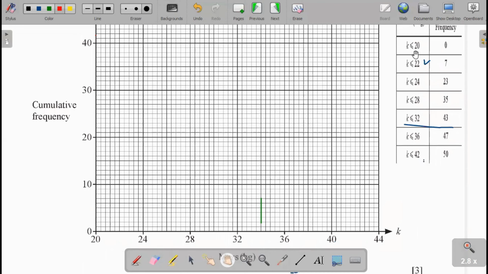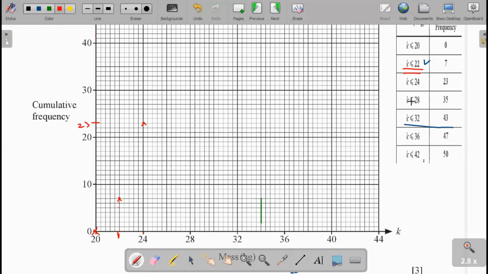Firstly, you see the first value is 20 to 0. That is, the mass is 20 and the cumulative frequency is 0. We mark this 20 to 0. And next is less than 22, and against that 22 the value is 7. And next value you see is 24 to 23, that is 24, and we move upward, and we see the value is 23 here.